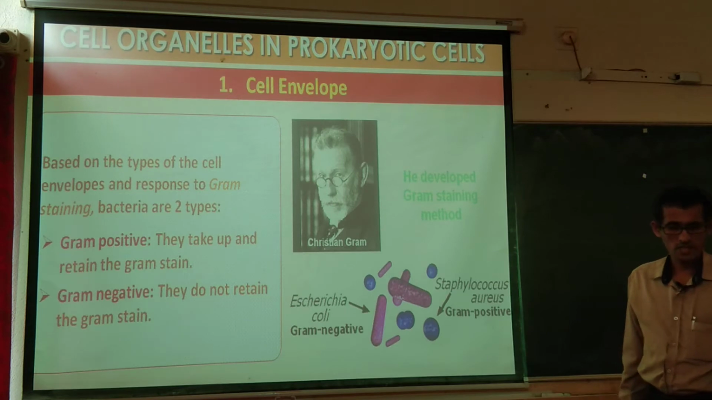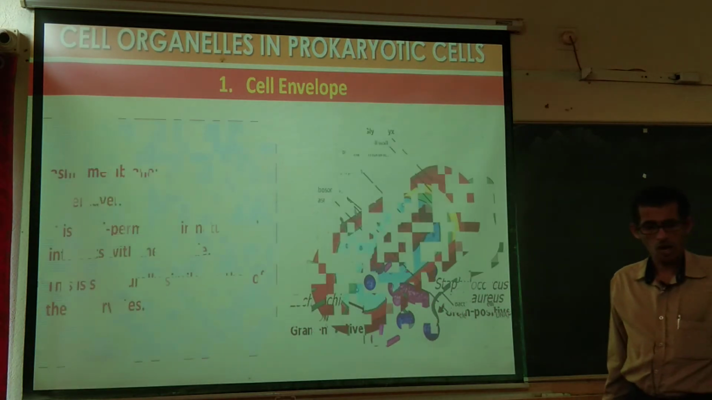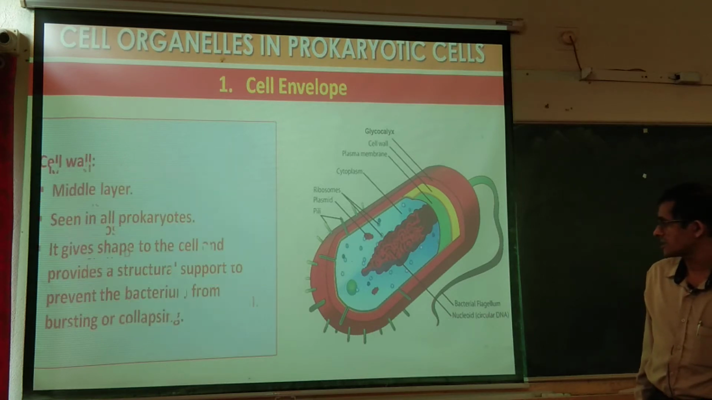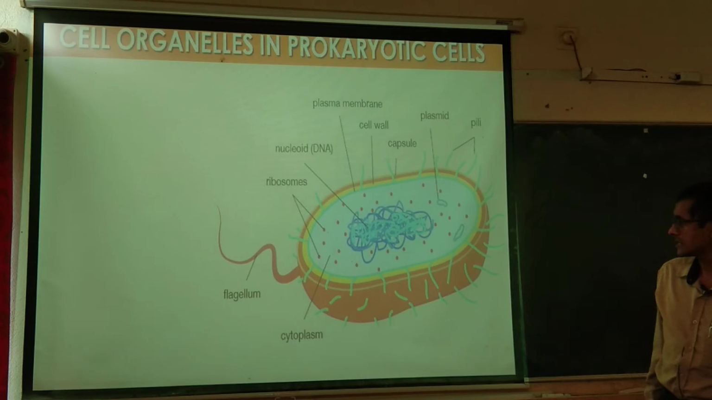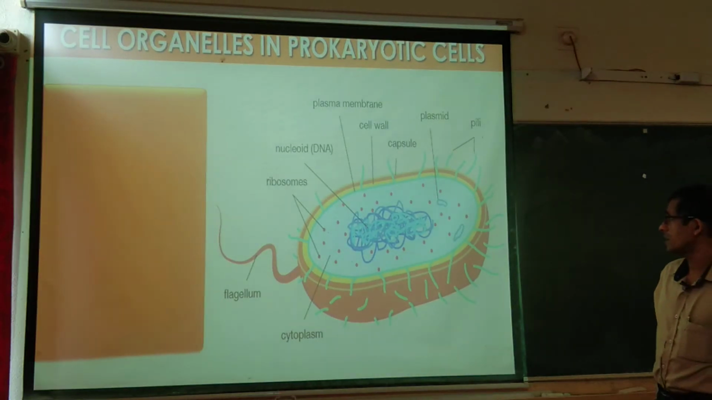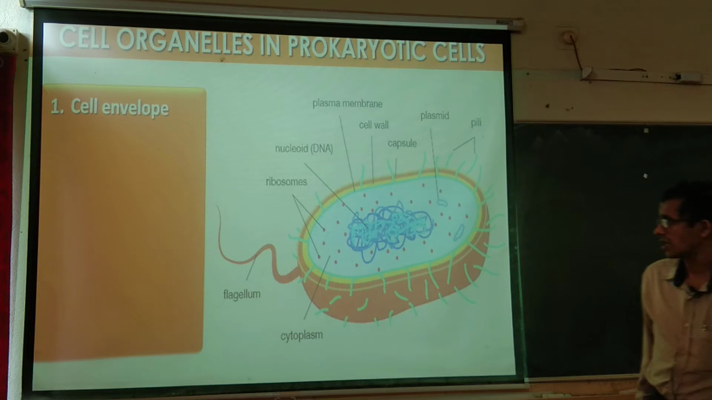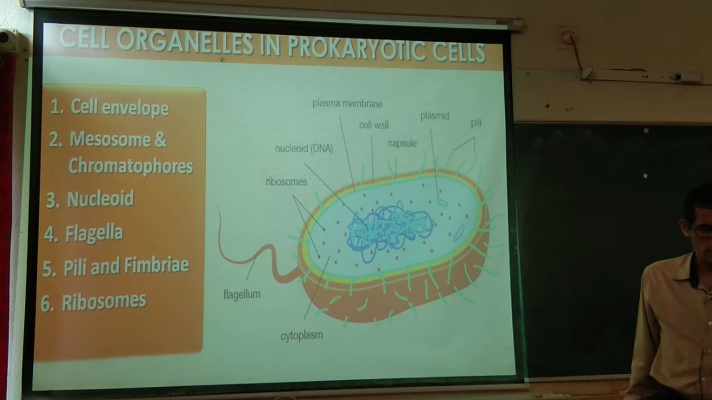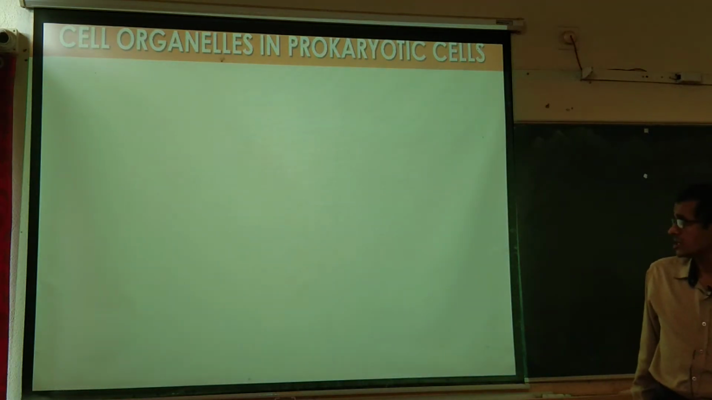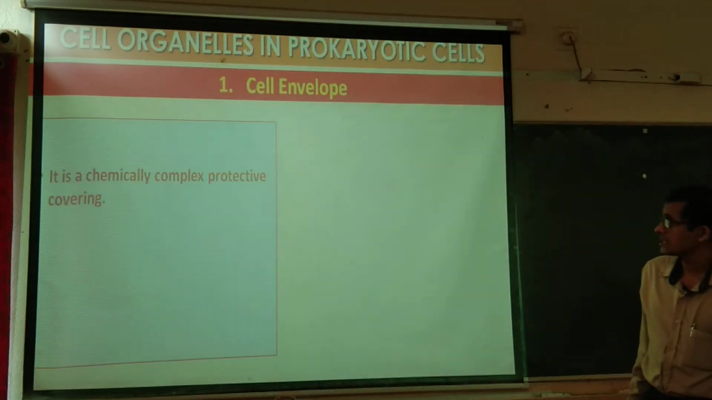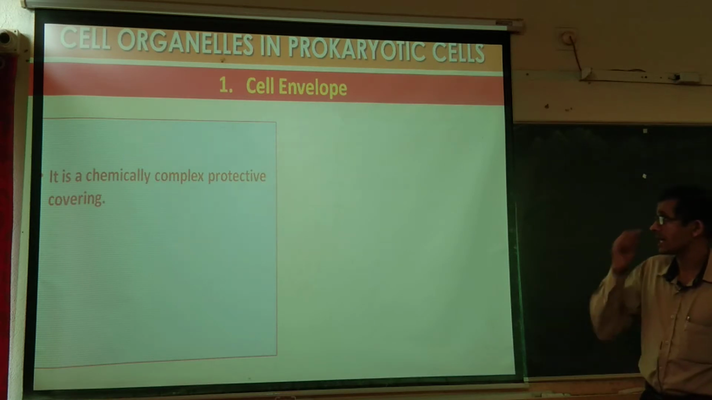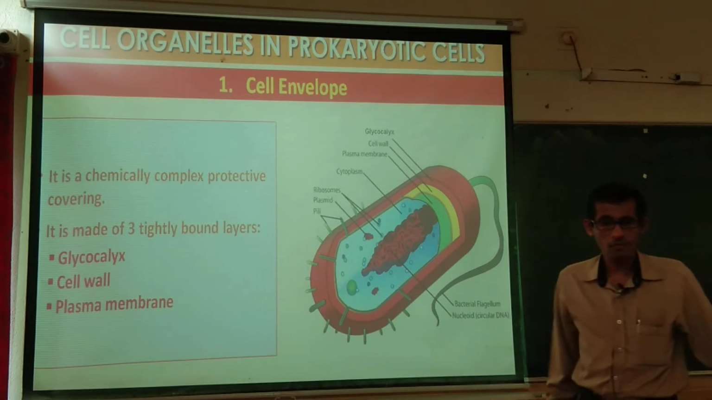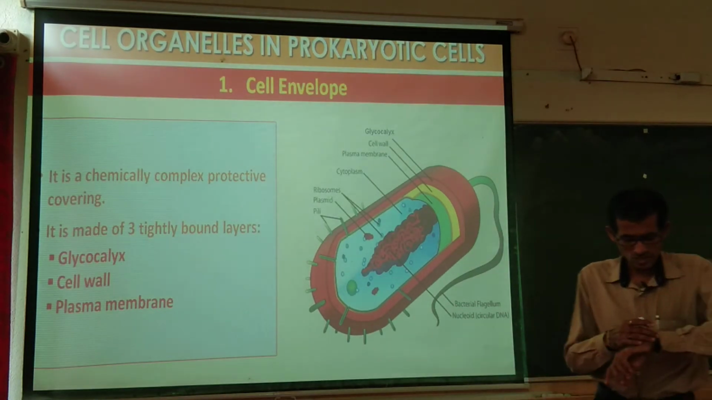In yesterday's class, we studied the cell organelles in the prokaryotic cell. We started with the cell envelope, isn't it? The cell envelope is going to have the following important features. These are the major cell organelles observed in the prokaryotic cell. Taking the first part with respect to the entire cell structure, the cell envelope is made of the glycocalyx, cell wall and plasma membrane. This is just a recall of points.